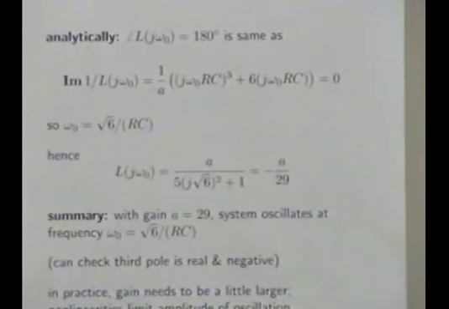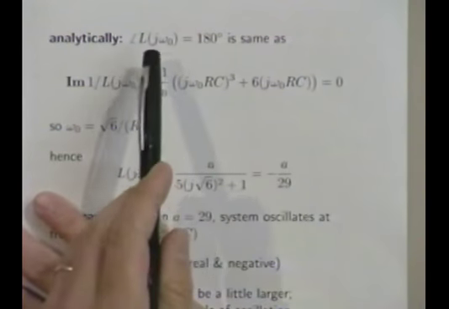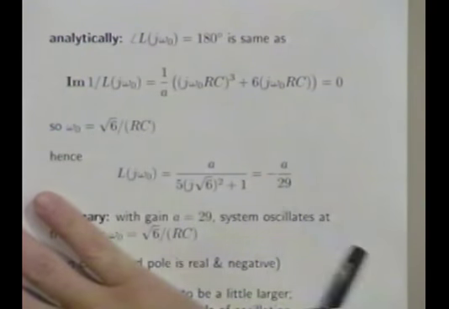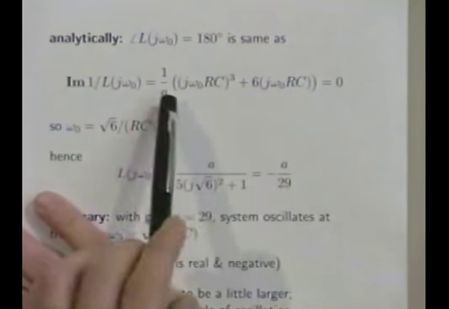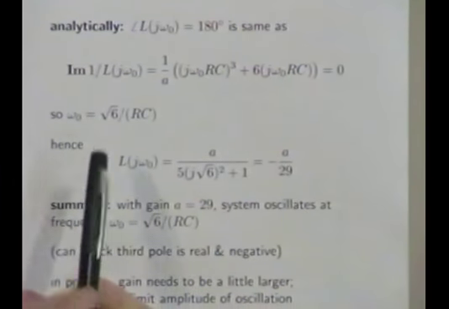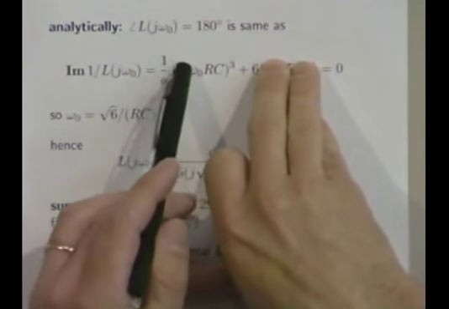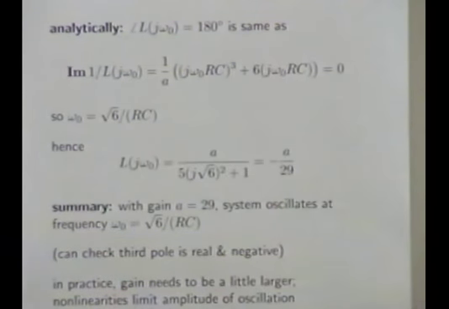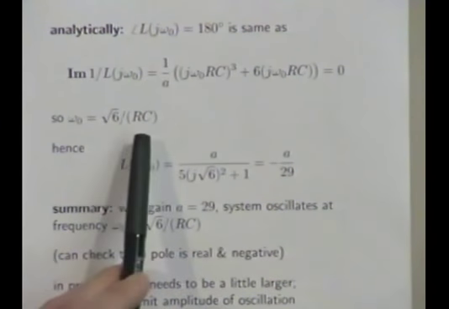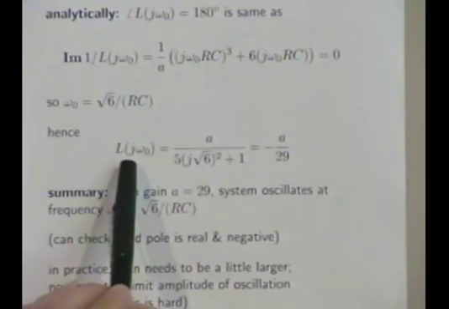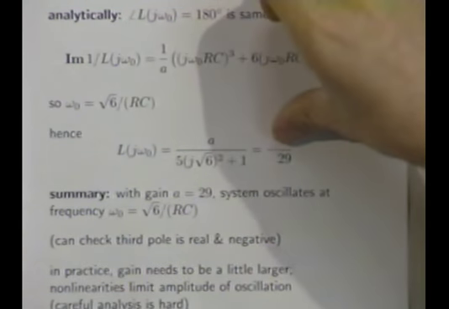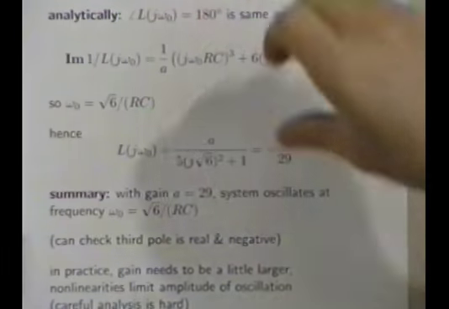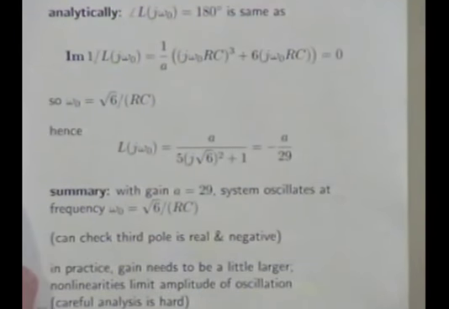Now you can also do a completely analytical analysis. You can just work out what it means to say the phase angle of L is 180 degrees. That means that this thing vanishes. That's the imaginary part of 1 over L. And that, well, this thing cancels, and you take off one of those, you get a square there, and so on. And you get square root 6 over RC, which is, I hope, something like 2.5 or 2.4 or whatever it is over RC. And there you work out that the loop gain of F is 1/29th, so overall it's minus A over 29. If we choose A equals 29, the system oscillates at this frequency.